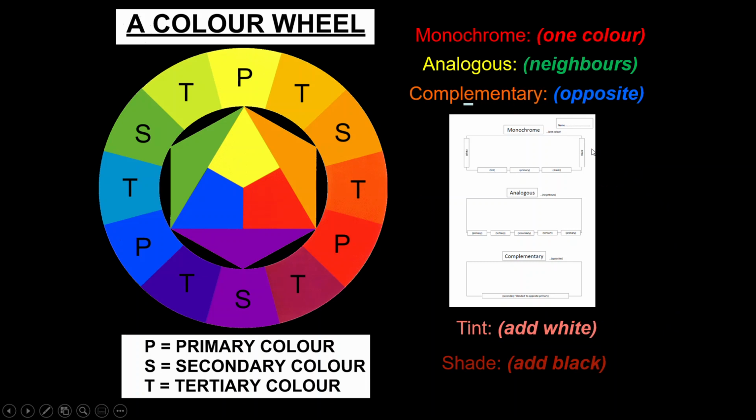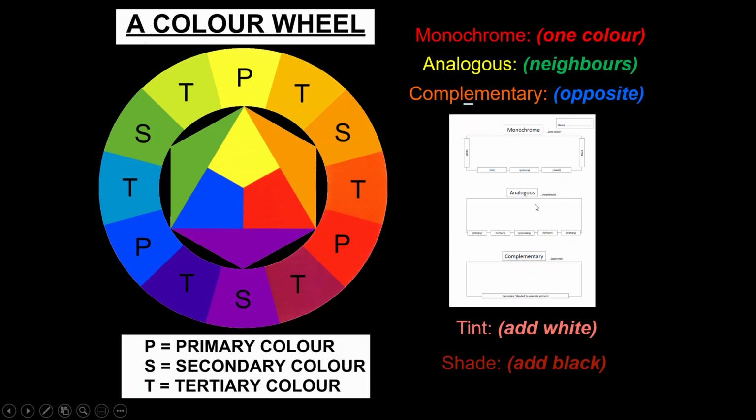Using colour pencils, try and fill in the worksheet. Write your name on the top right. In the monochrome section, white pencil, black pencil. Choose your primary colour. Perhaps red or blue would work well for this. Tint with white, shade with black, and blend all the way.